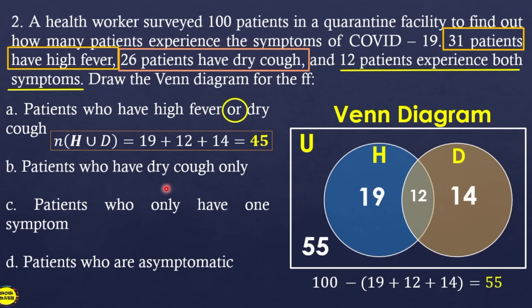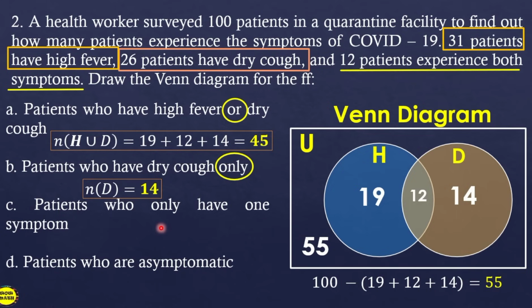Okay? Next, how many patients who have dry cough only? We have here the word only. So, ibig sabihin, dry cough lang. Wala siyang high fever. Okay? So, kung dry cough lang, ito yung dry cough, right? Ito yung buo, yung dry cough natin. Kaya lang ang sabi, walang high fever. So, hindi kasama si 12. Ito lang pong 14.